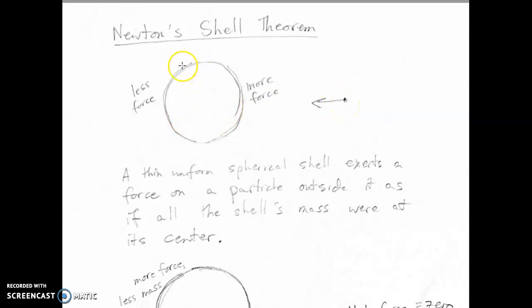And you can see that this side of the shell exerts less force because it's farther away according to the gravitation equation. And this side exerts more force because it's closer. But on average, the whole sphere exerts the same amount of force on this particle as if all of this mass was located at its center. So I think you can kind of see that.